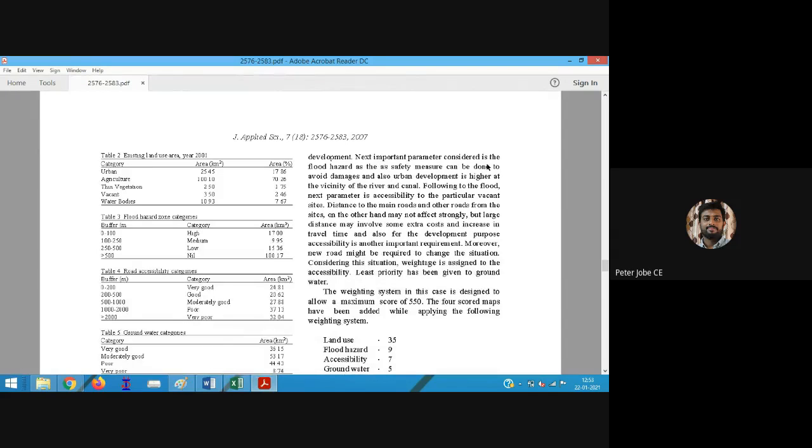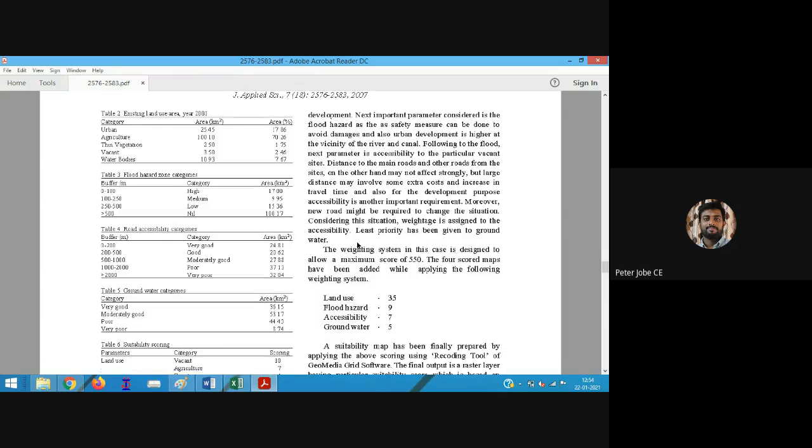So the next important parameter is the flood hazard. Flood hazard as a safety measure can be considered to avoid damages. Also, urban development is higher in the vicinity of the river and canal. Following the flood, the next parameter is accessibility to particular vacant sites. The distance to the main roads and other roads from the sites may not affect strongly, but a large distance may involve some extra cost and increase in travel time, and also the development purpose. Accessibility is another important requirement. If you read this paragraph, you can summarize what I have said earlier, about how weightage is given for different categories.